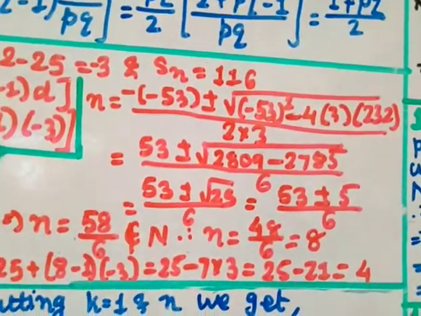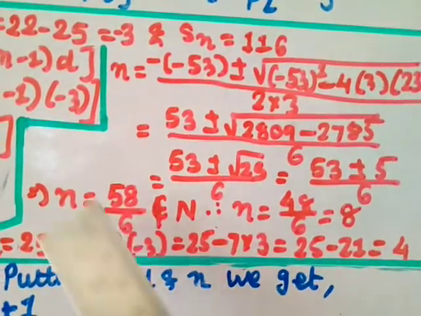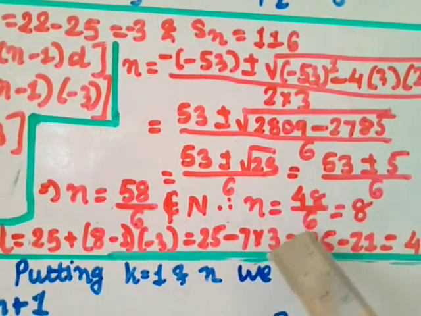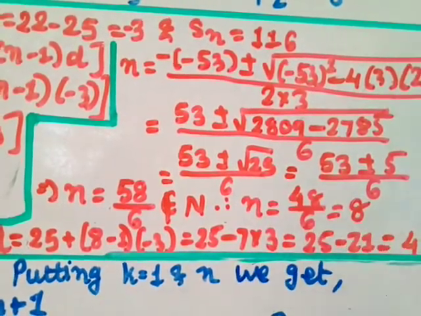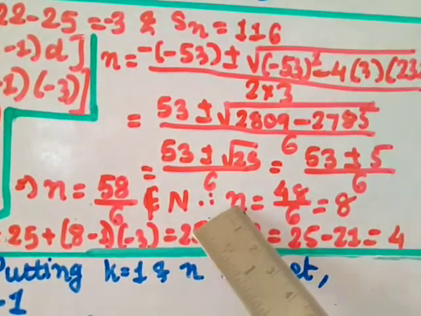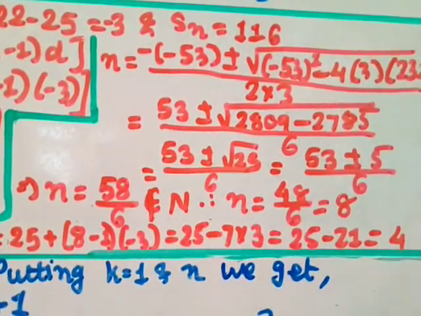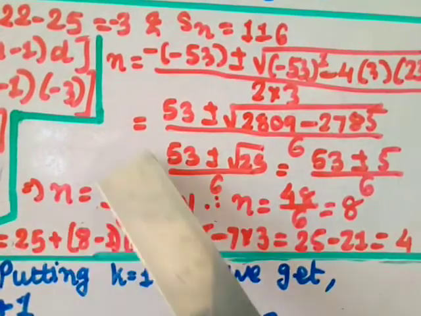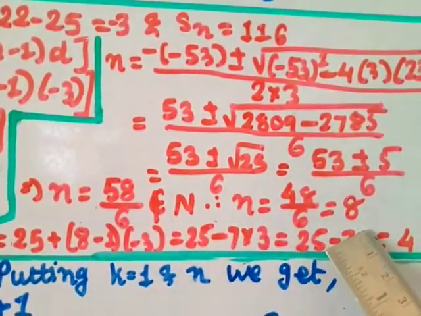But 58 by 6 is not a natural number, so this is not possible. So we have to take the other value. So 48 by 6 gives you 8. This is a natural number, so the n value can be 8, because it should be a natural number. Okay, and the other is not a natural number, so this we neglect and we take the n value as 8.